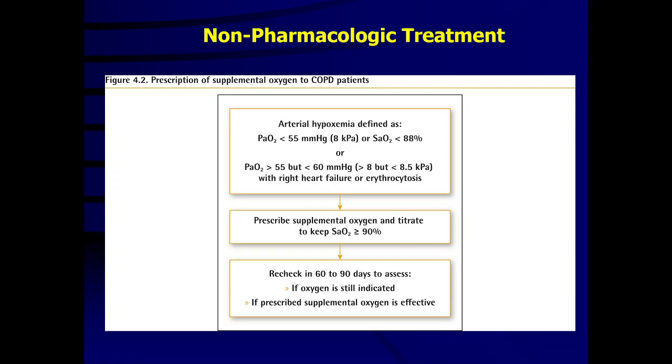If the patient is a candidate for oxygen, we supply them with oxygen therapy to use at home, and we have to review them in 2 to 3 months and decide whether the oxygen is still needed and if the prescribed supplemental oxygen is effective.